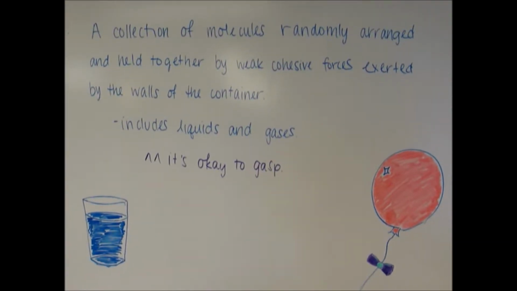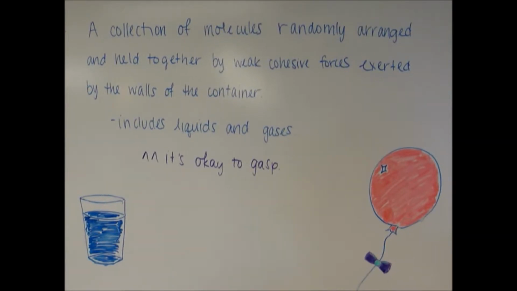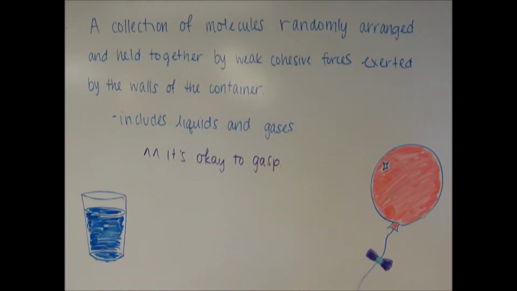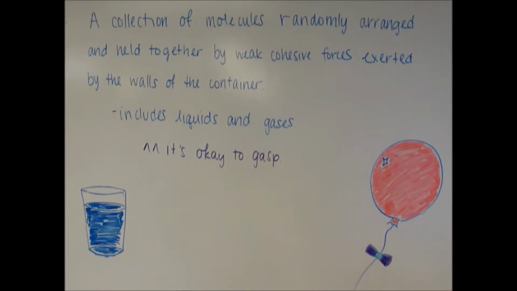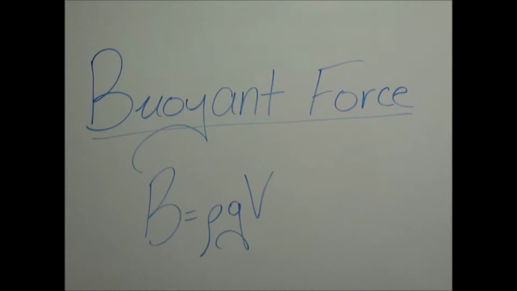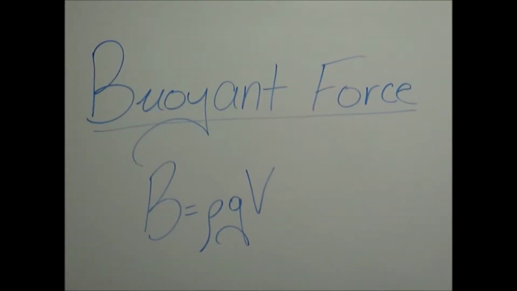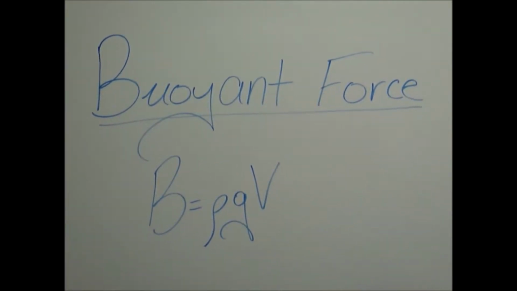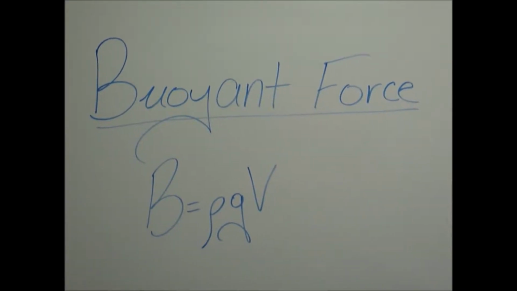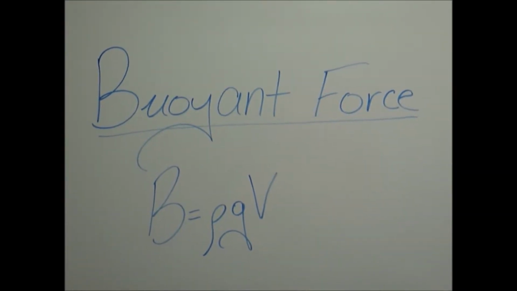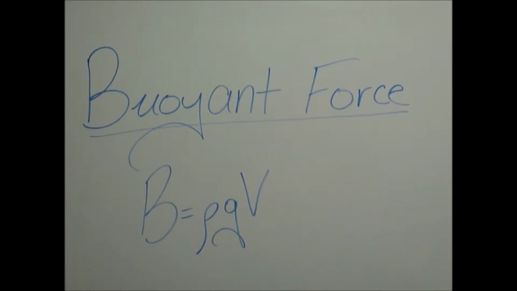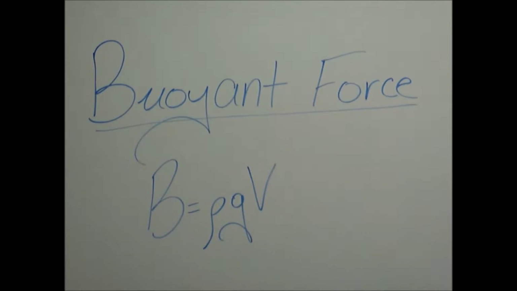A fluid is a collection of molecules randomly arranged and held together by weak cohesive forces and by forces exerted by the walls of the container. Includes liquids and gases. When an object is partially or fully submerged in a fluid, the fluid exerts on the object an upward force called the buoyant force. According to Archimedes' principle, the magnitude of the buoyant force is equal to the weight of the fluid displaced by the object.